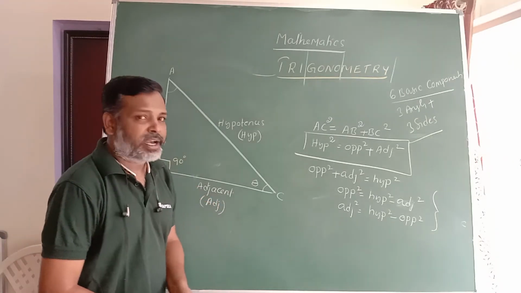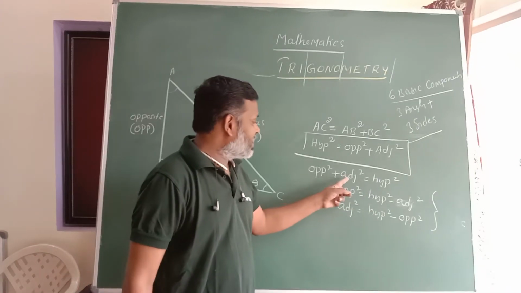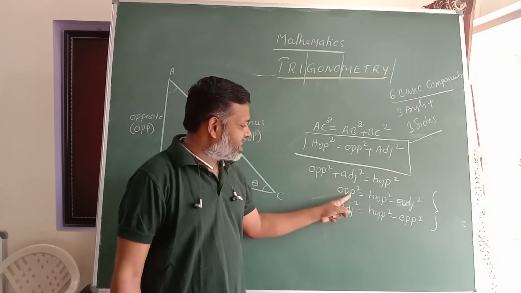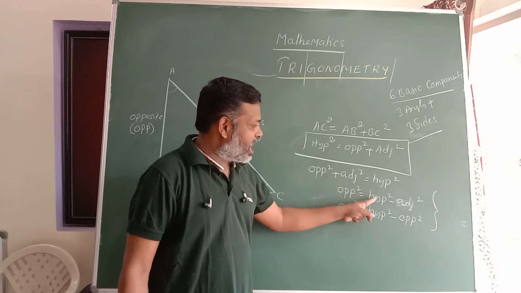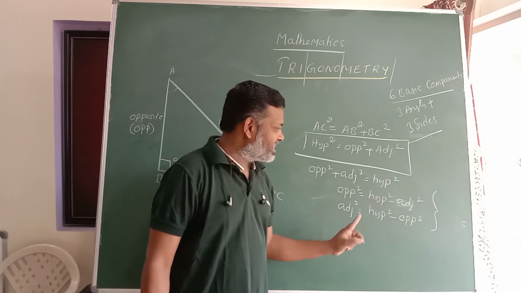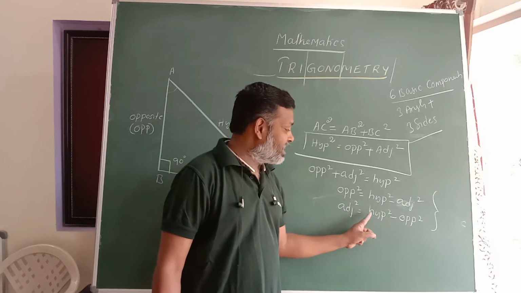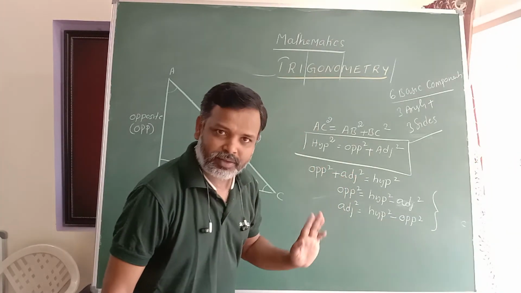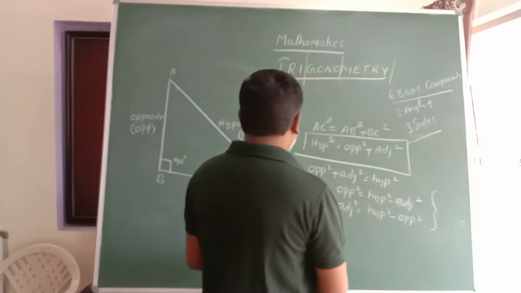Once again, I can recall it. Opposite square plus adjacent square is equal to hypotenuse square. Then opposite square is easily obtained by hypotenuse square minus adjacent square, and adjacent square is equal to hypotenuse square minus opposite square, right?